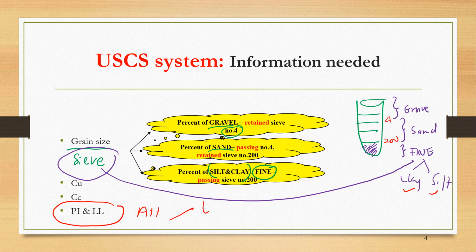So what is the Atterberg limit test? Liquid limit and plastic limit. Then you will get the PI. PI is equal to LL minus PL.